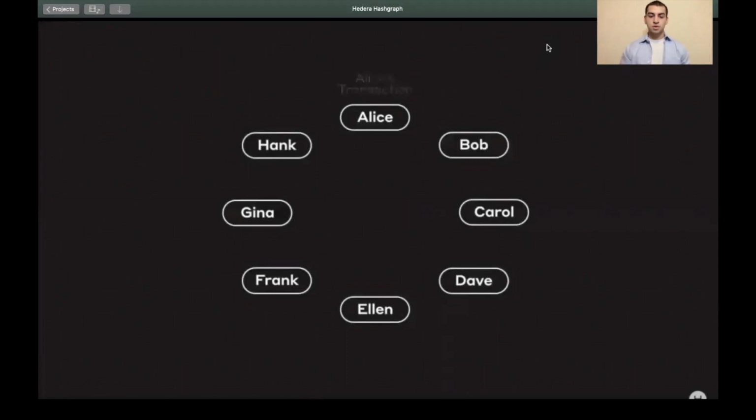My name is Angel. We will get straight into what is Hedera Hashgraph. Let's overview what Hedera Hashgraph is. Hedera is a public distributed ledger for building and deploying decentralized applications and microservices.